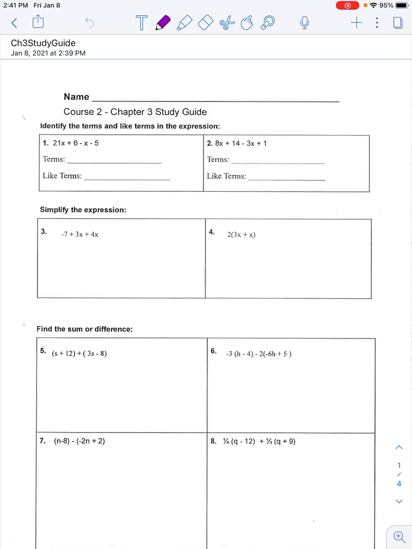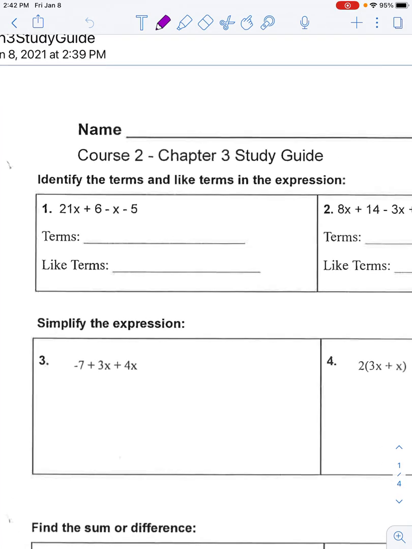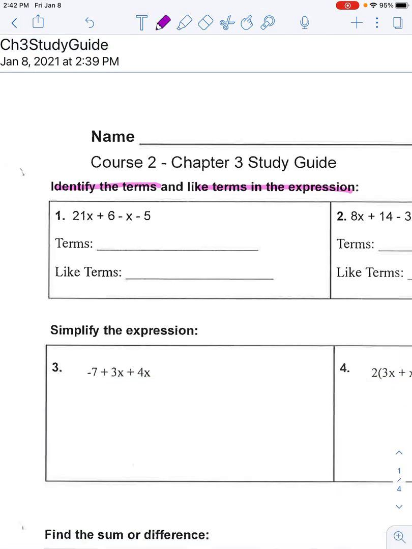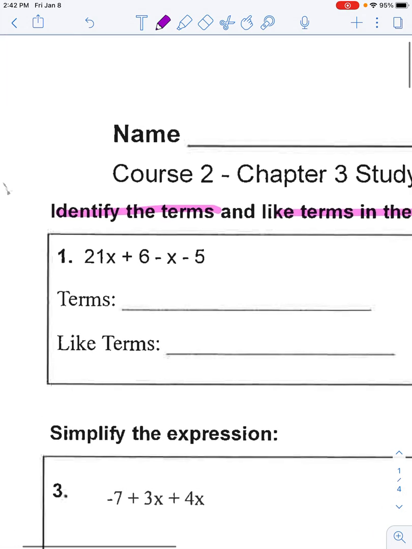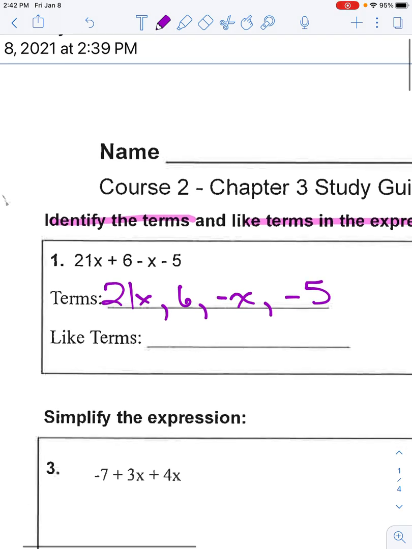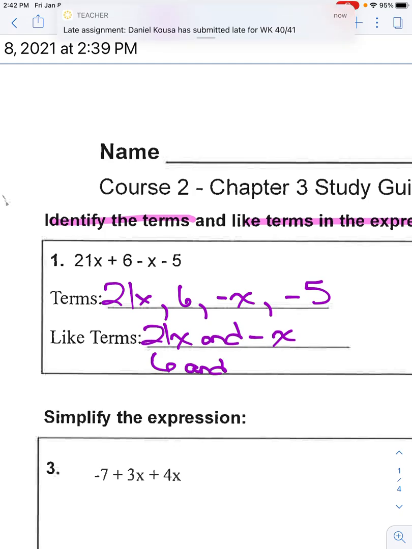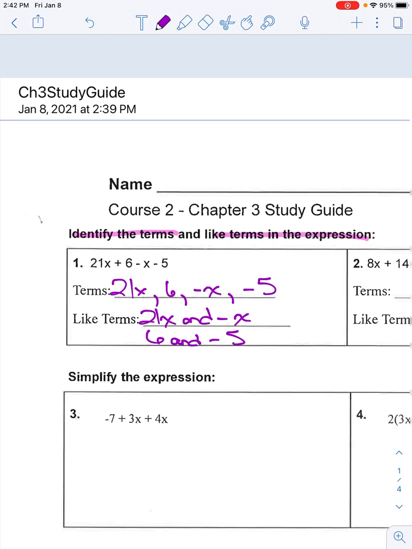Alrighty, here we go. Number 1 says identify the terms and like terms in the expression. So hopefully you're reading the directions. The terms would be 21x, 6, negative x, and negative 5. If you didn't put the negative x and negative 5, those would be counted incorrect. Those are both negative. The like terms would be 21x and negative x, and then 6 and negative 5.